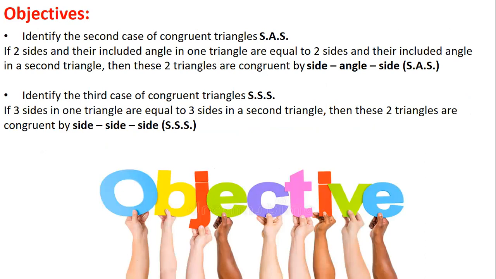The second objective is to identify the third case of congruent triangles, which is called SSS. If three sides in one triangle are equal to three sides in a second triangle, then these two triangles are congruent by side, side, side, or SSS.